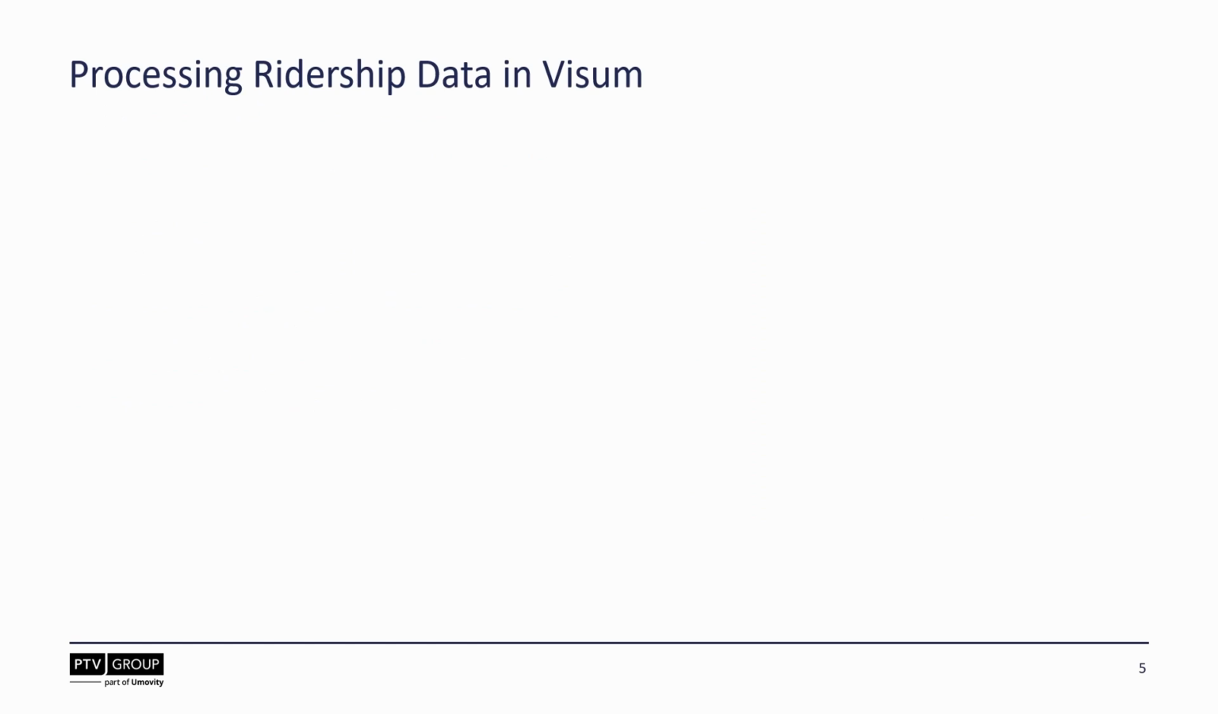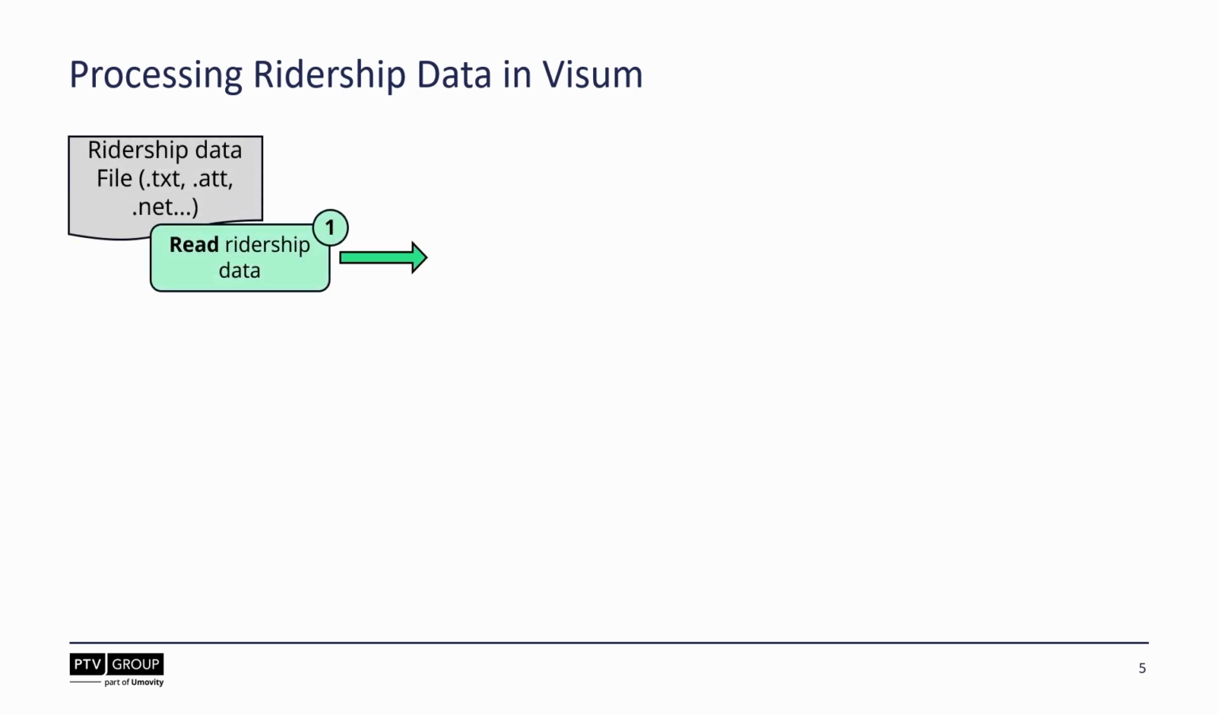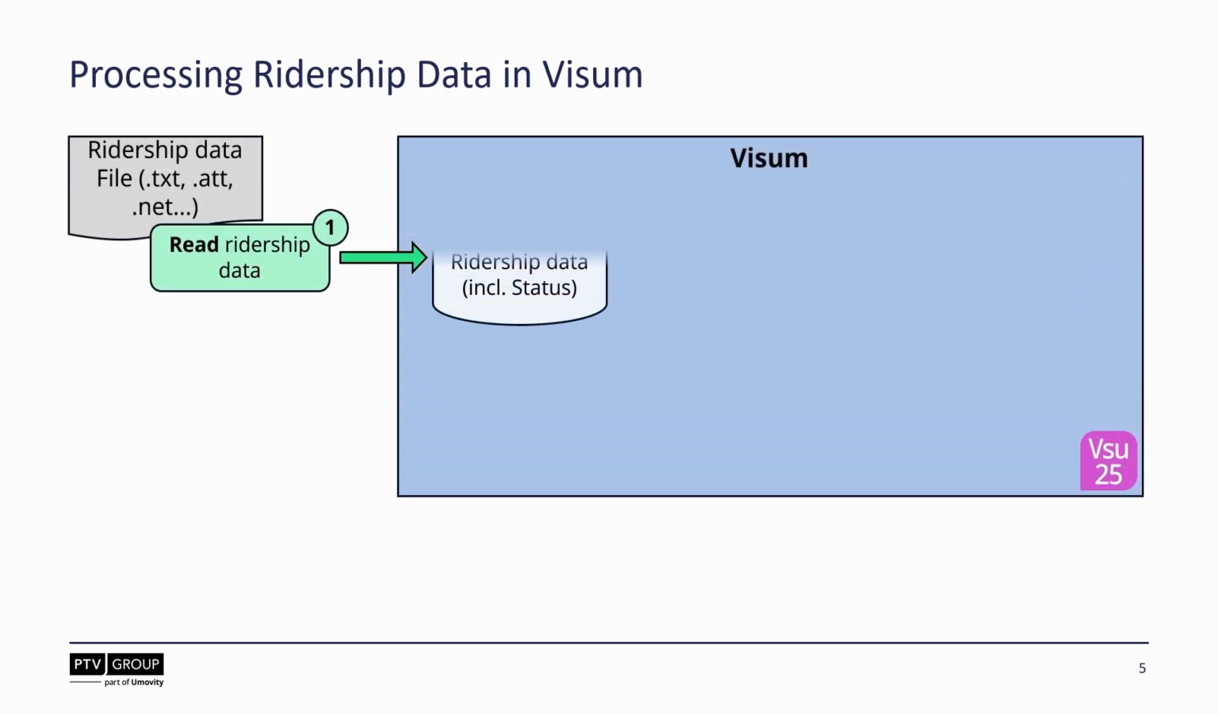In Visum, ridership data are now network objects. This means that they are saved in the network file. Visum creates for each passenger's information a dataset, which can include details like origin destination, departure times, and even user-defined attributes. We will see this in more detail in a moment.